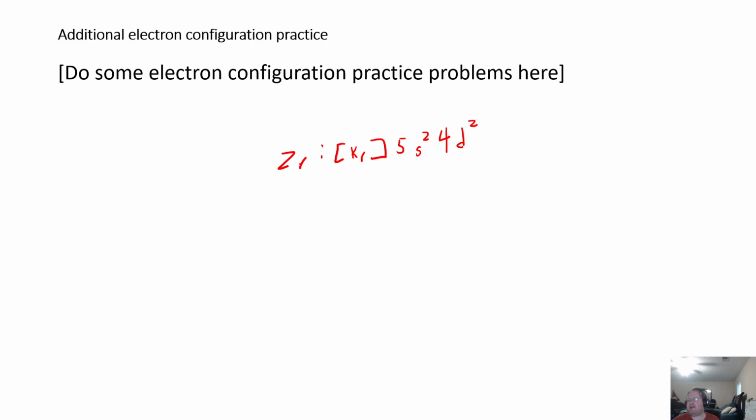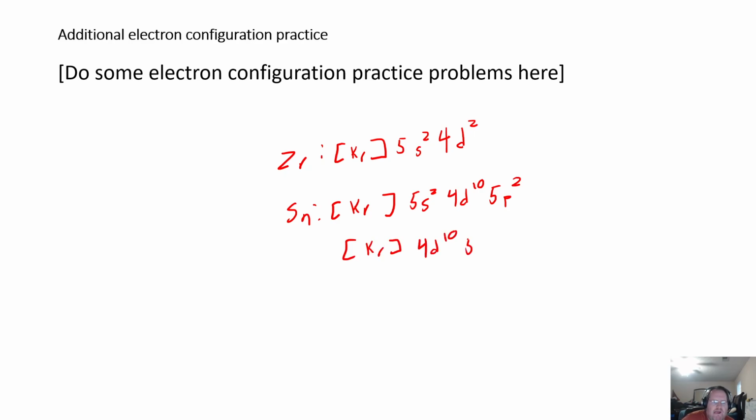It would not be 5p2. It doesn't fill the p orbital until after the d orbital is completely filled. Just to go with that, for example, if you had tin, that is all the way at 50. You have krypton, 5s2, 4d10, and then 5p2. Note, depending on what resource you're looking at, you might see it listed as krypton, 4d10, 5s2, 5p2. Both of these would be acceptable in my book. They both show the same idea. It just has to do with how they tend to write them. You'll see them in different ways. So do know that.